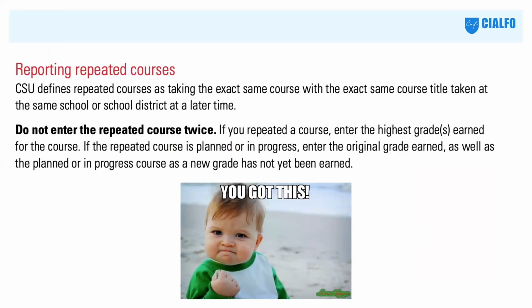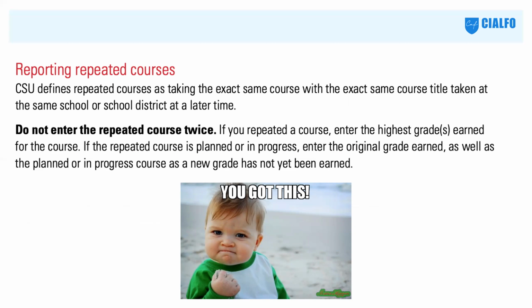Okay, reporting repeated courses. So the Cal State Universities define repeated courses as taking the exact same course with the exact same course title taken at the same school or school district, but at a later time. So if you have completed, for example, a chemistry course and you failed it maybe second semester and you made up that second semester and you passed it with a B, you don't have to report that failing grade. You can report that second semester B grade if it was the exact same course, okay?